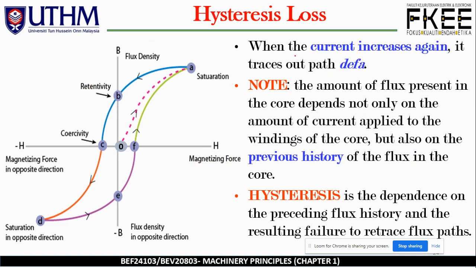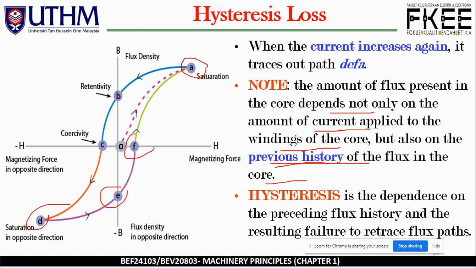Moving on. When the current increases again, what happens if we inject current and it goes up again? It traces out the path D, E, F, A. D here, E here, F, and back to the saturation point. So note that the amount of flux present in the core depends not only on the amount of current applied to the windings of the core, but also on the previous history of the flux in the core.